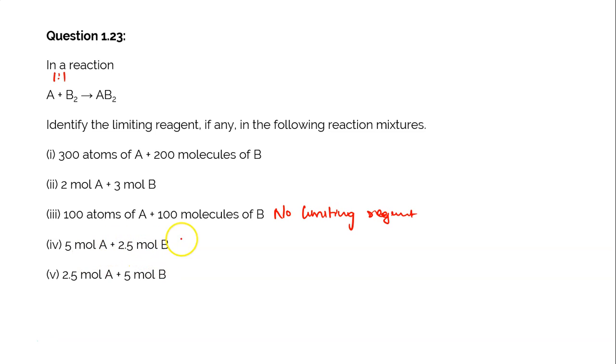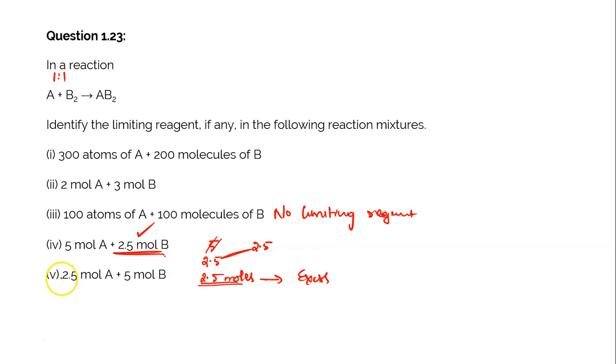So now 1 is to 1 is required. You have 5 moles of A but you have 2.5 moles of B. So if they have to react, 5 and 5 moles of each should be there. But right now you don't have 5 moles of B, you only have 2.5. So out of the 5 moles that you have, 2.5 will react with B. Then what about the remaining 2.5 moles? They will be left behind in the container. And what do we call those reagents which are left behind? We call them excess reagents. Because A is acting as excess reagent, B will be the limiting reagent because this is getting consumed in the reaction first.